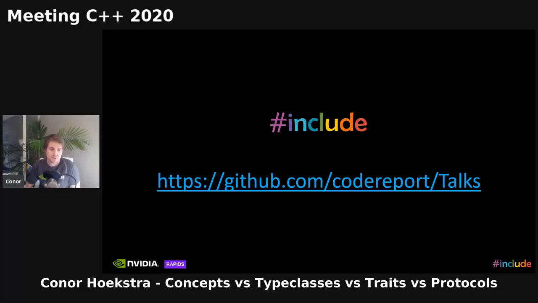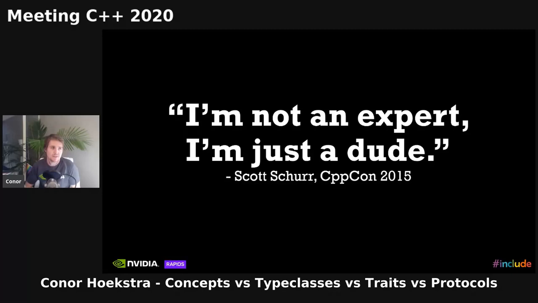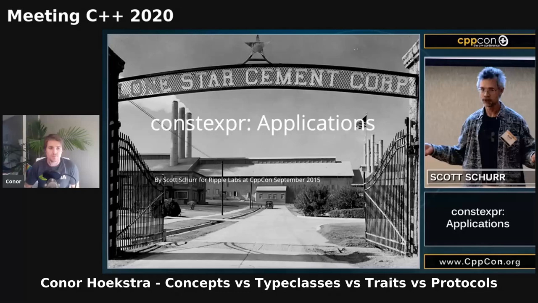And the first thing I want to say is that I'm not an expert, I'm just a dude. This is a quote from Scott Schurr, who mentioned this in his CppCon 2015 talk. I'm not an expert, I'm just a dude. If you've seen any of my other talks, you might have seen this in my C++ Now and CppCon 2019 Algorithm Intuition talk. This applies even more here because I am not a Rust, Swift, Haskell, or D developer. I primarily am a C++ developer. So if you are watching this online in the future and you are from one of those languages and I make a mistake, please let me know. But I learned most of what I'm presenting in this talk about the other languages in the last couple months.